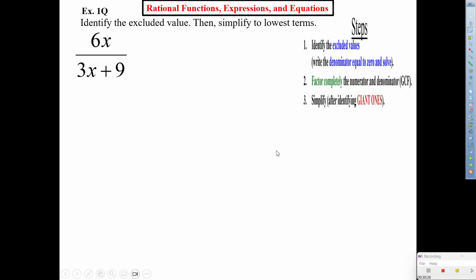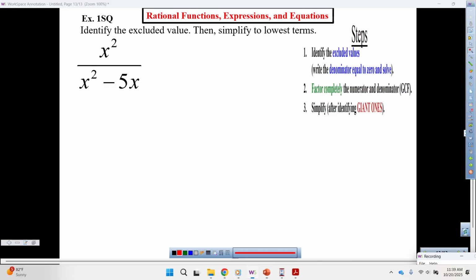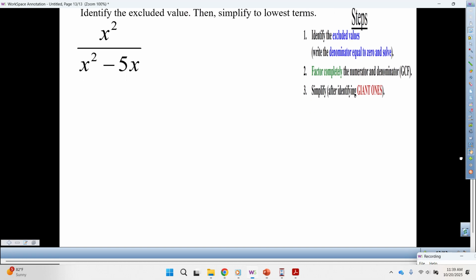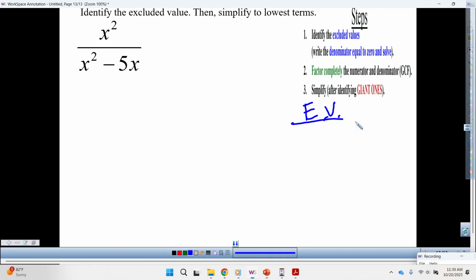All right, example 1 super Q. Copy this one, please. Copy this. X squared over x squared minus 5x. We're going to do this one together because this one's a little bit more challenging, but that's okay. We got this. So, EV. All right, tell me what to write for excluded value, Miguel. The bottom, so tell me what to write. Minus 5x equals 0. That is correct.